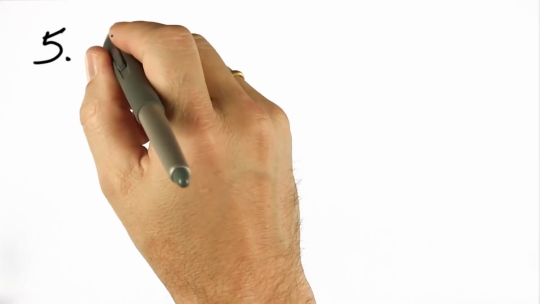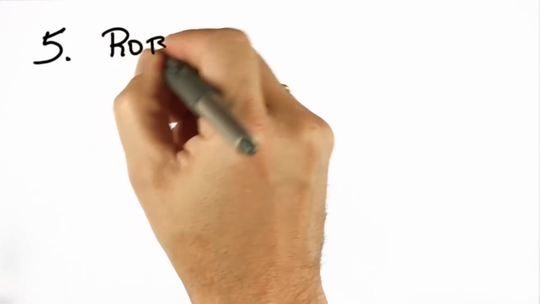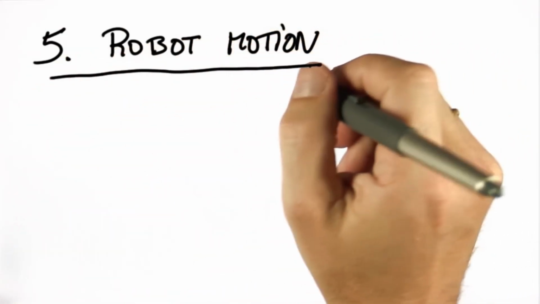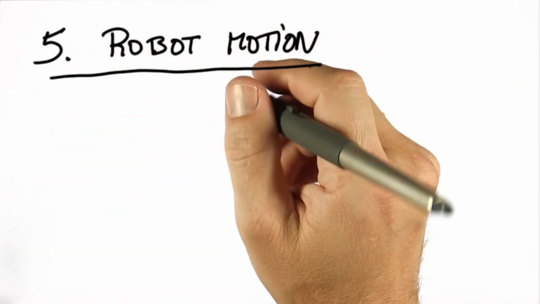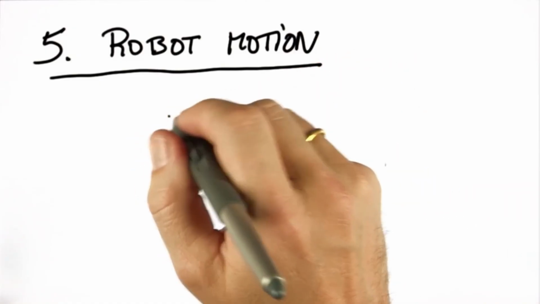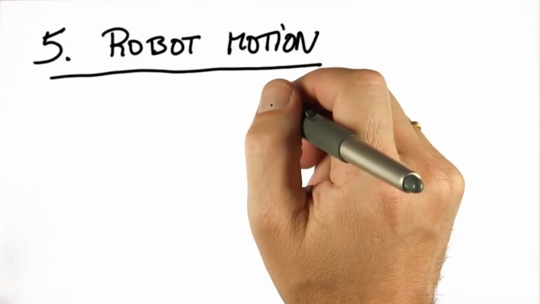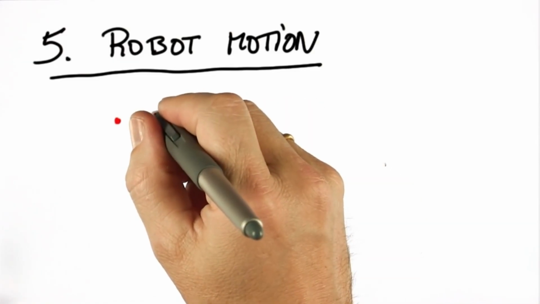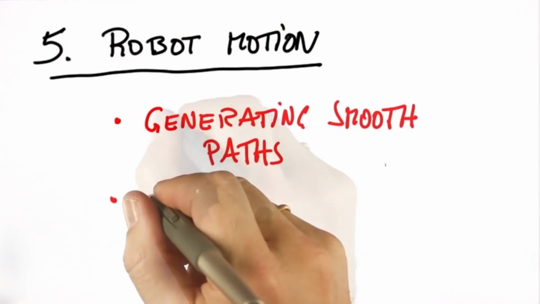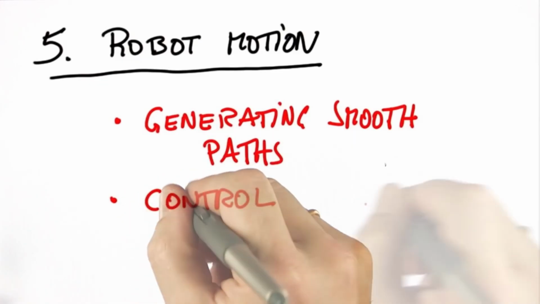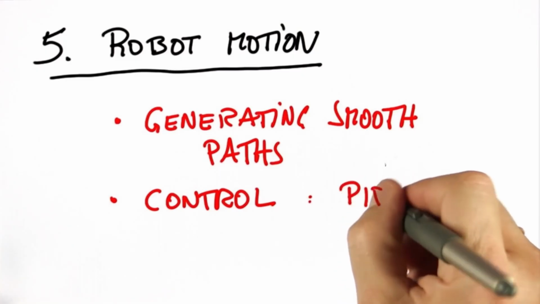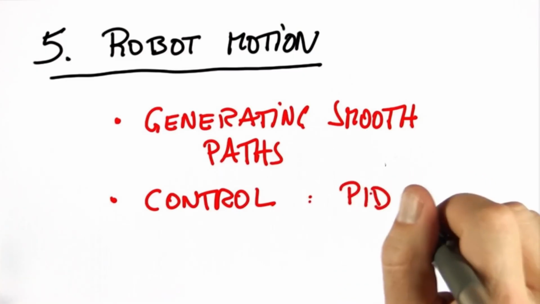So welcome to Unit 5. Today we talk about actual robot motion. In the previous unit we talked about how to find paths. Now we'll talk about how to turn these paths into actual motion commands. In particular, we talk about generating smooth paths, and then we talk about control. In particular, a method called PID control. And as usual, you get a chance to program all these wonderful things.